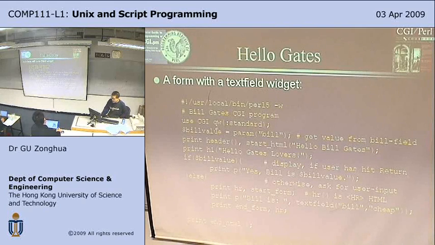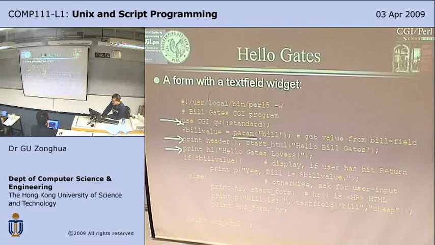The Hello Gates program. So you have the standard include module, standard module at the top. So you print header and print first level heading, Hello Gates lovers. And build value is this scalar variable that you grab from the form. So param build.